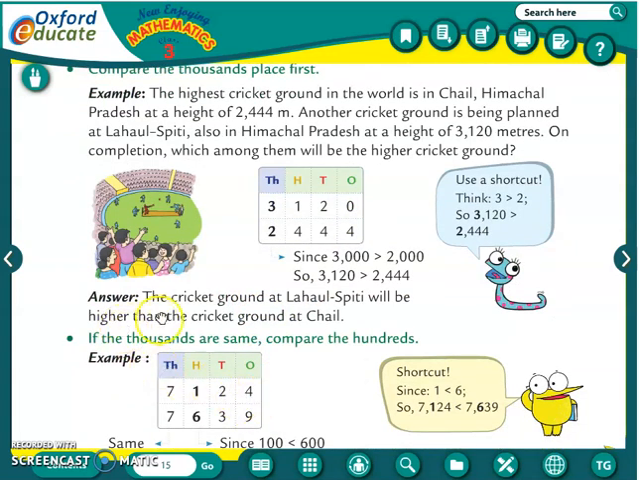So for that we will write the answer. The cricket ground at Lahaul Spiti will be higher than the cricket ground at Chail. We can write the answer like this.